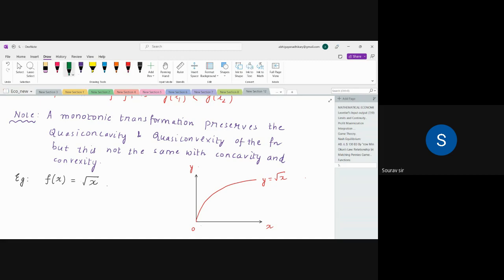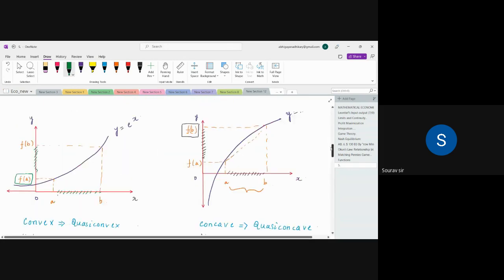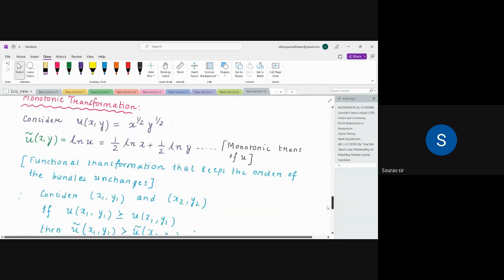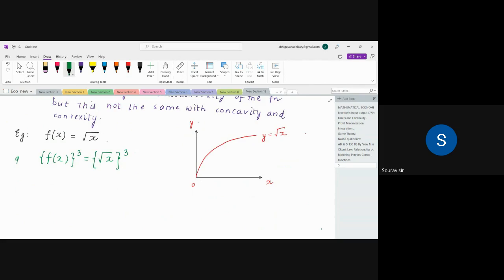If I take cube of this function, let's say, then it will be a monotonic transformation, right? As you saw in this curve, it's always increasing. So it's a monotonic transformation. And if I name this as my g(x), the modified function, then what is g(x)? X to the power 3 by 2, correct?